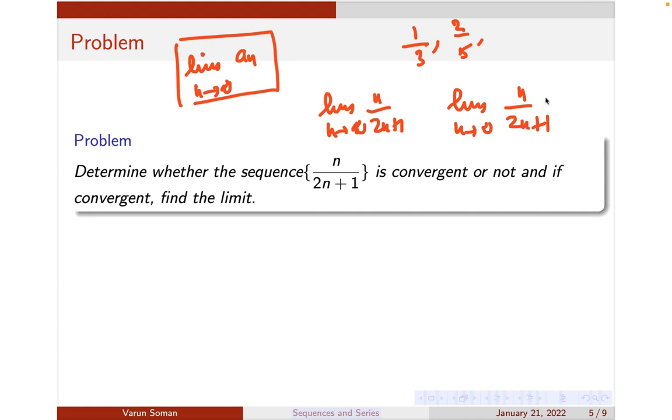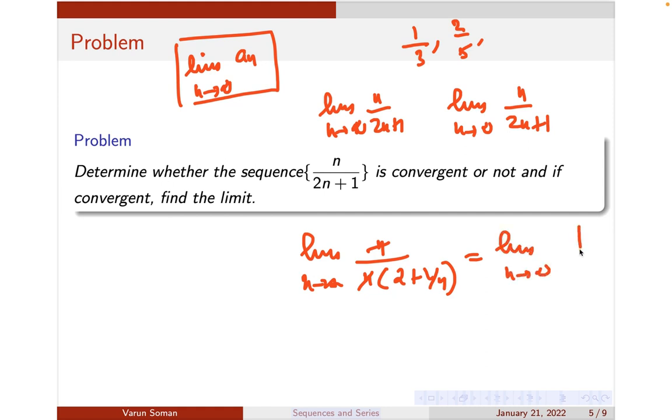One way is to take out the maximum power of n from both numerator and denominator and try to cancel it out. So it is limit n tends to infinity, where the maximum power of n in the numerator is n and in the denominator is n, so we get n by n times 2 plus 1 by n. You have studied this in your lower classes. The n gets cancelled out, so this is limit n tends to infinity of 1 by 2 plus 1 by n, which is nothing but 1 by 2, because 1 by n is 0. So the limit of a_n exists.